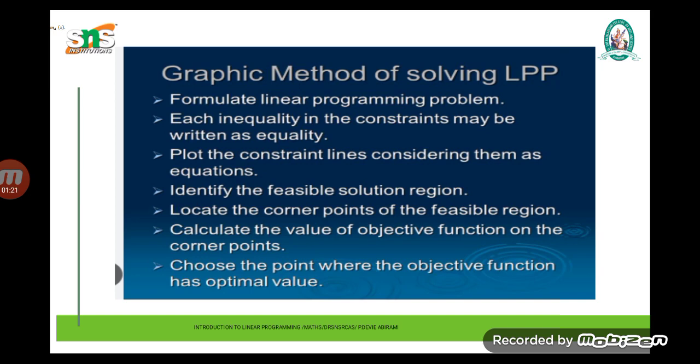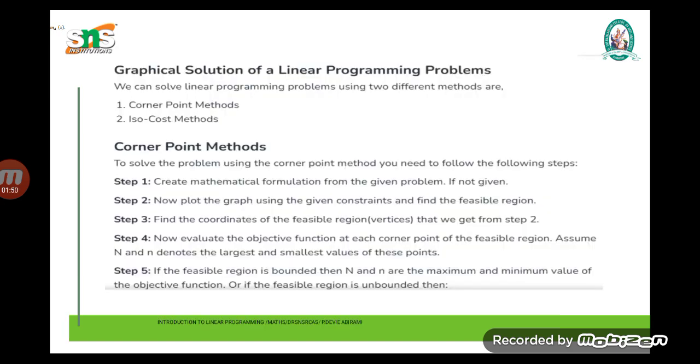Locate the corner points of the feasible region. Calculate the value of the objective function at the corner points. Choose the point where the objective function has the optimal value. We have to choose the corner points of that feasible region. For those corner points, we have to calculate the optimum point. If it is maximum, we have to calculate the maximum value. If it is minimum, we have to calculate the minimum value so as to obtain the optimum solution.